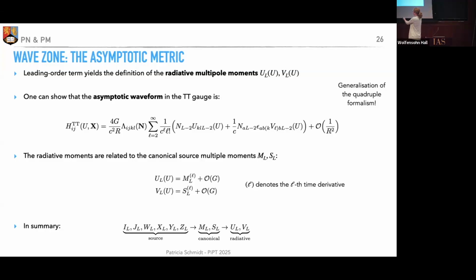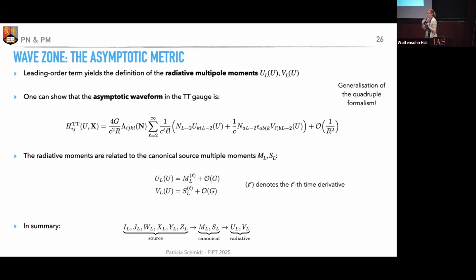But when I go to future null infinity, my explicit functions actually become written down in terms of radiative multipole moments U and V. And the trick is, of course, to relate these here back to the source, right? So this is what we need to do. And that's kind of where some of the crazy stuff happens in PN if you ask them.